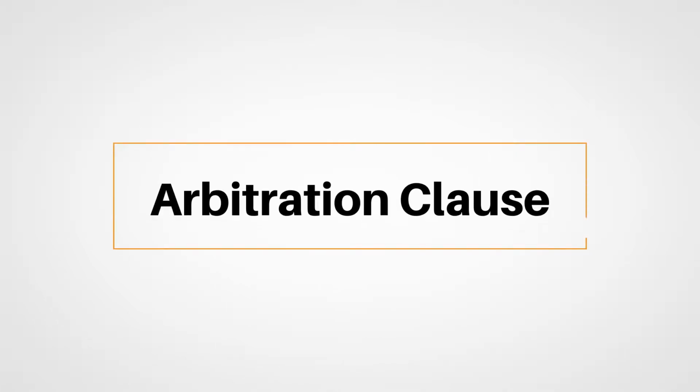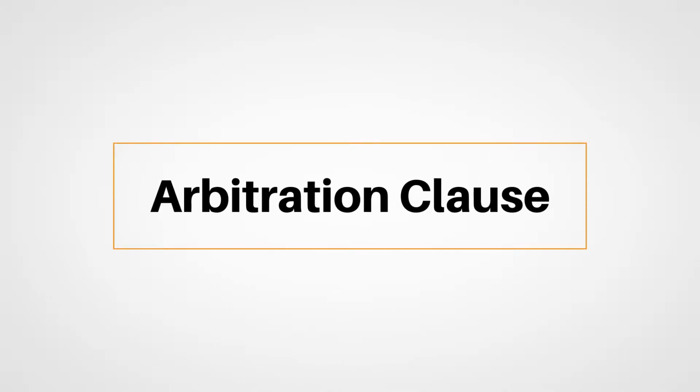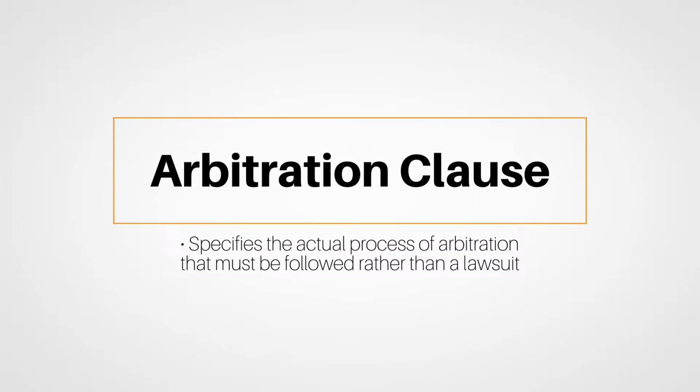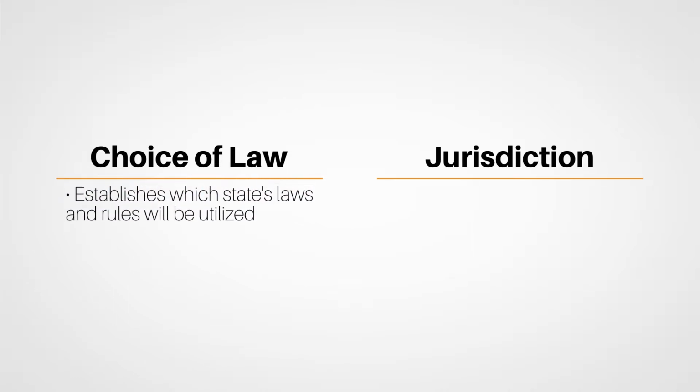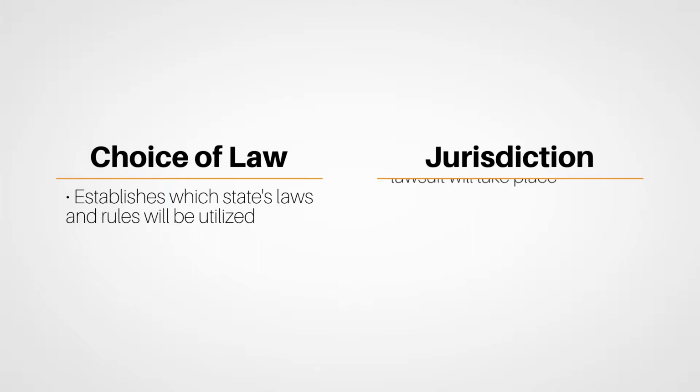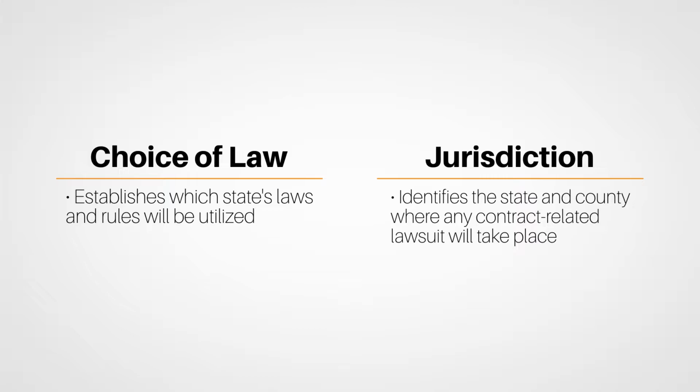Then there are arbitration clauses. These deal with the party's rights and options in the event of a legal dispute over a contract. Usually, they specify the actual process of arbitration that must be followed rather than a lawsuit. Choice of law and jurisdiction clauses are two clauses that address similar concerns. A choice of law clause establishes which state's law and rules will be utilized in the event there's a lawsuit related to the contract. A jurisdiction clause identifies the state and county where any contract-related lawsuit will take place.